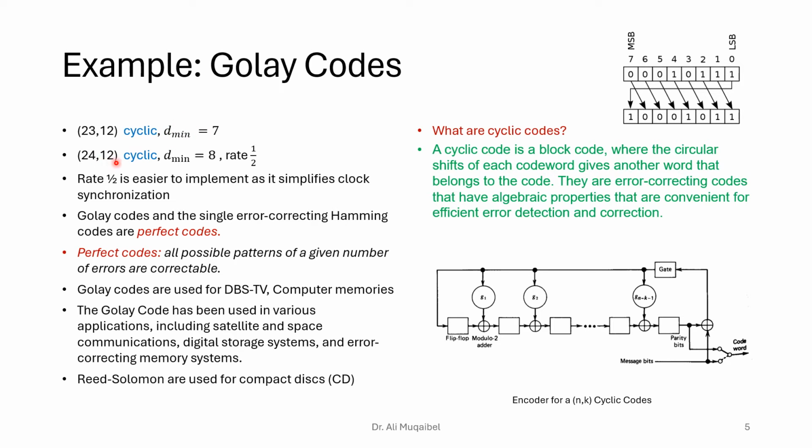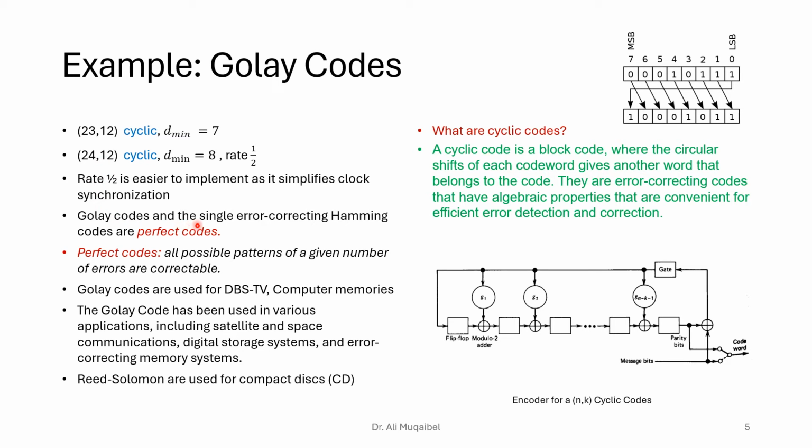So we have the (24,12) cyclic code with dmin equal to 8, and of course the rate here. The other one is more efficient, but this one is maybe simpler to think of because for every bit there are 2 bits, so the rate is 1/2, and the minimum distance is 8. Rate 1/2 is easier to deal with. This code is easier to implement, and it simplifies the clock synchronization because it's just doubling.